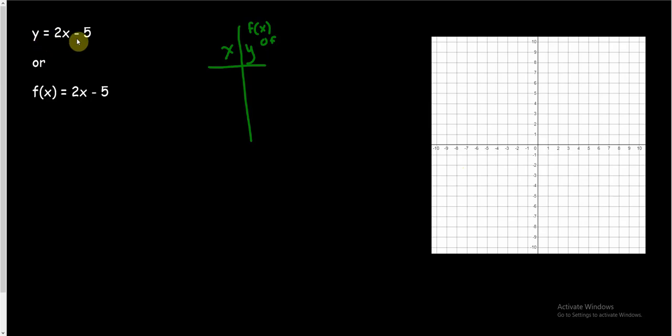Okay, so let's start with this example. So I have this y equals 2x minus 5, or you can think of it as f of x equals 2x minus 5. So what I need to do is pick some x values.